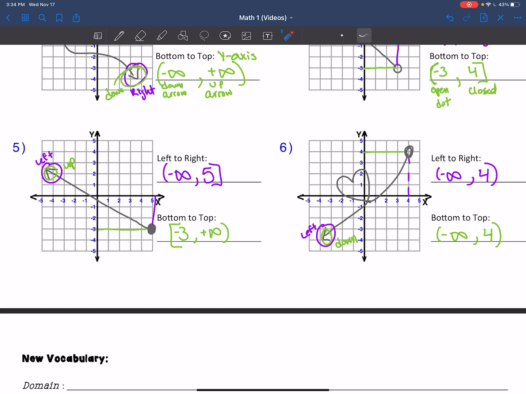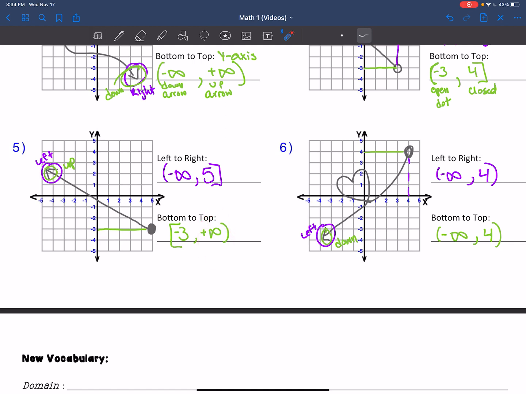So 5, the left to right is negative infinity because we have an arrow going to the left, and then it stops here at 5. The bottom to top, the bottom is that -3 with a closed bracket, so we have a closed dot there, and then we have an arrow that goes up, so we have a positive infinity.